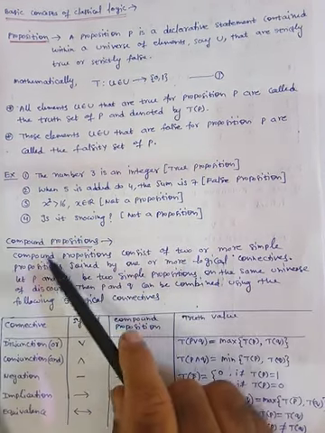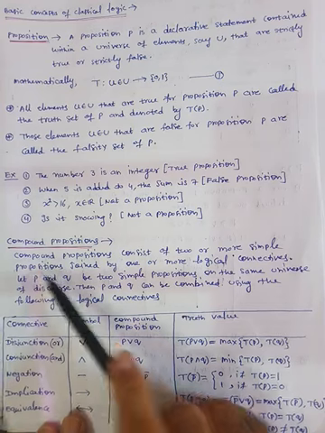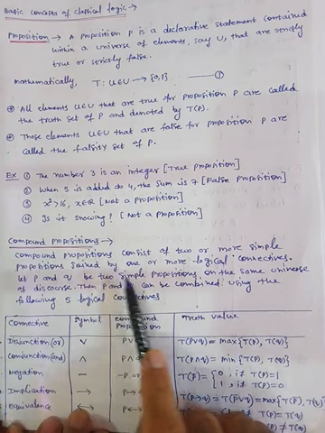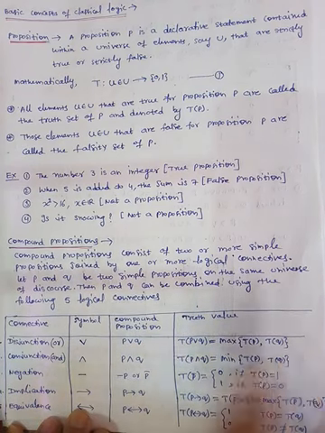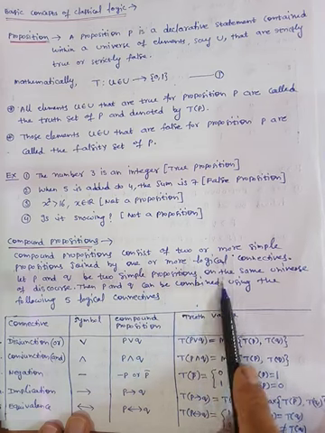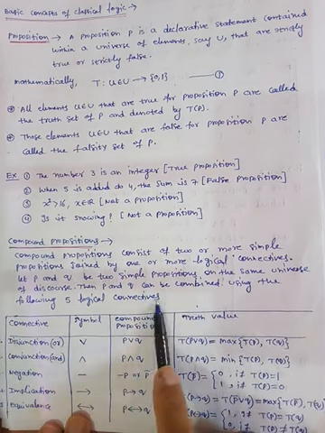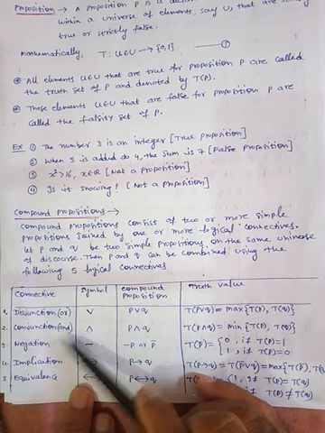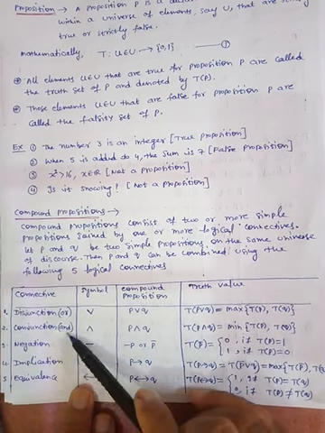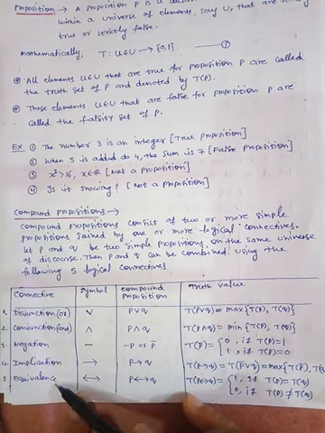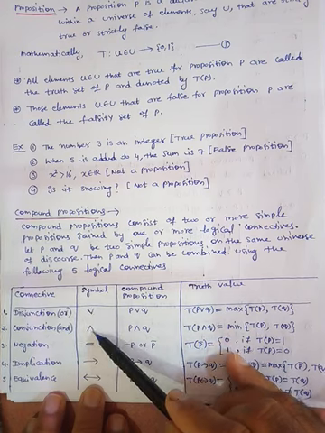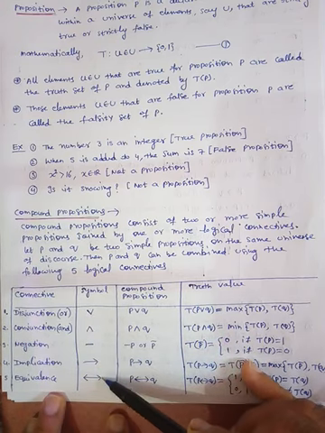Now we have compound propositions. A compound proposition consists of two or more single propositions joined by one or more logical connectives. Suppose P and Q are two simple propositions on the same universe of discourse, then P and Q can be combined using the following five logical connectives: disjunction, which means or, conjunction, which means and, then negation, then implication, and then equivalence. These are the symbols. This is known as join, this is meet, then negation, then implication, and then this is equivalence.